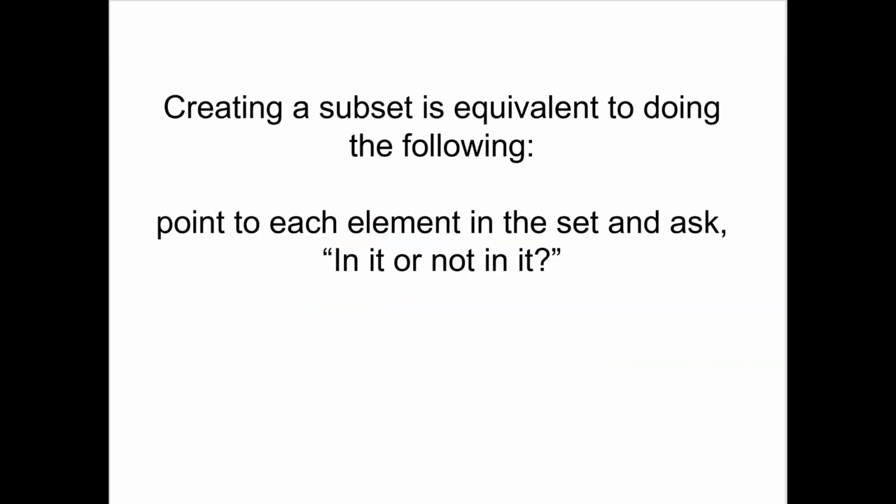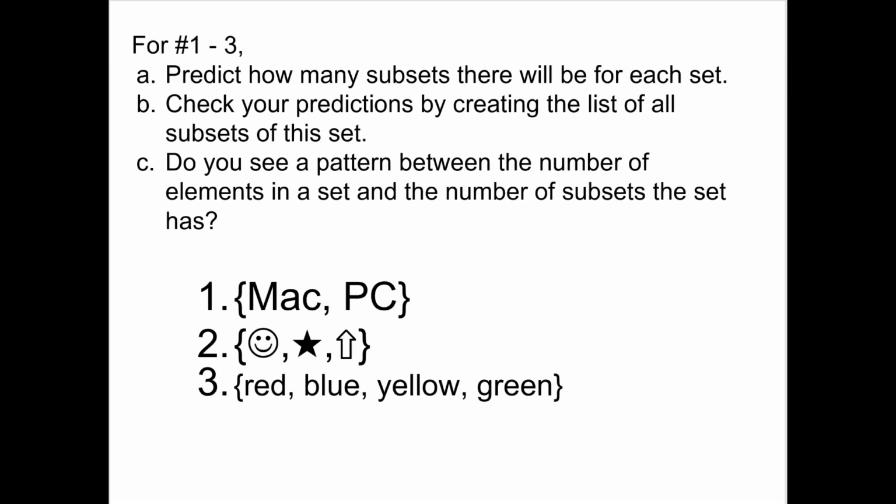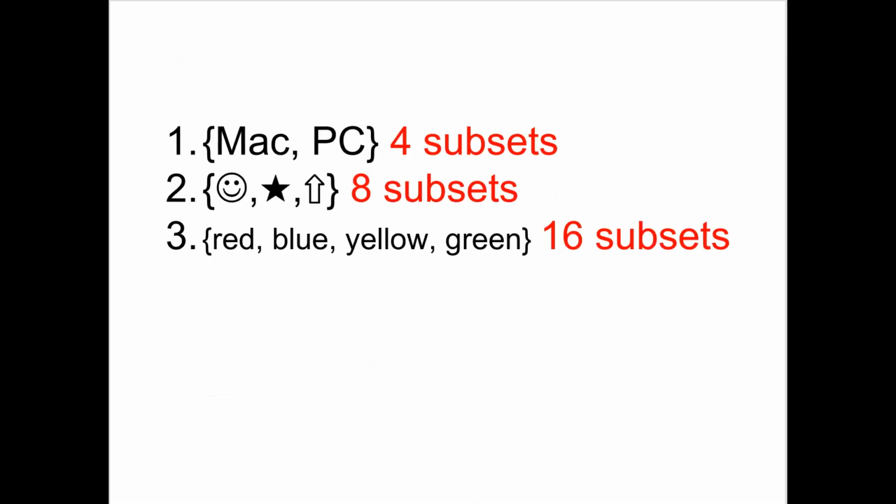So when we create a subset, it's basically saying, is it in it or is it not in it? So for each of these, I want you to actually predict how many subsets there will be in each set. And then check your prediction, then create the list, and then see if you can find a pattern. Press play when you're ready to see the answer. So here it's going to be 4 subsets, 8, and 16.